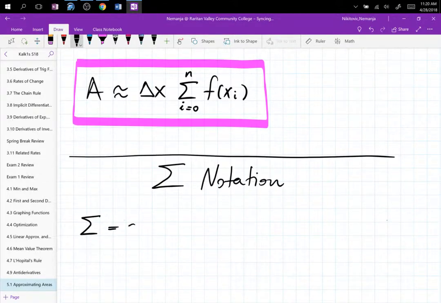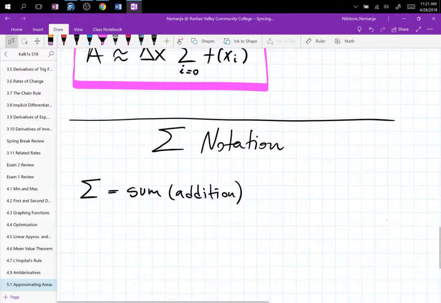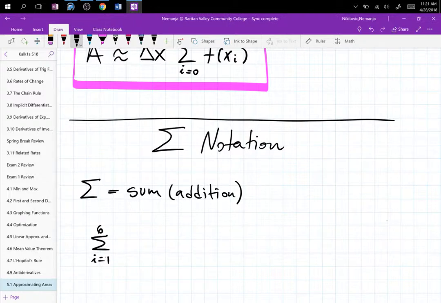Sigma means sum, add, addition. And a simple example to understand would be summation, i goes from 1 to 6 of i.